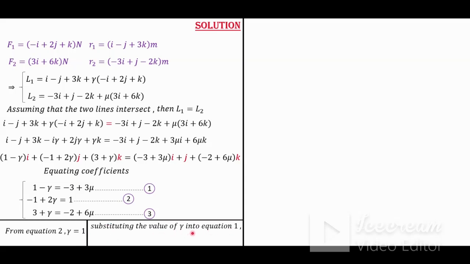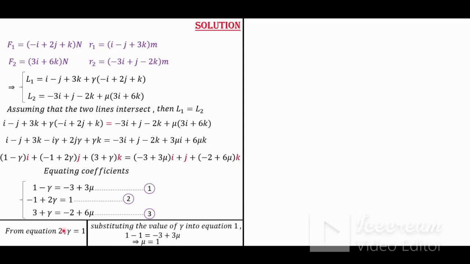Substituting the value of gamma into equation 1, since gamma is equal to 1, we have 1 minus gamma, which is 1, equal to negative 3 plus 3 times mu. That is, we have 0 equals negative 3 plus 3 mu. Then if you send it to the other side, we have 3 equals 3 mu. Dividing all through by 3, we obtain the value of mu to be 1.